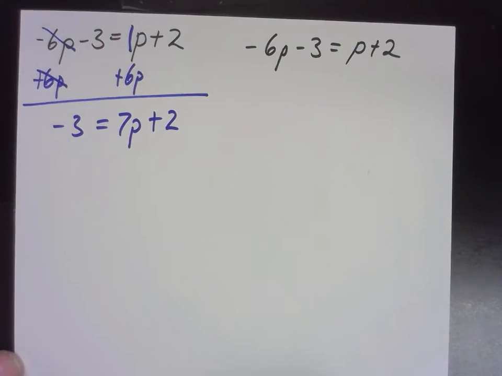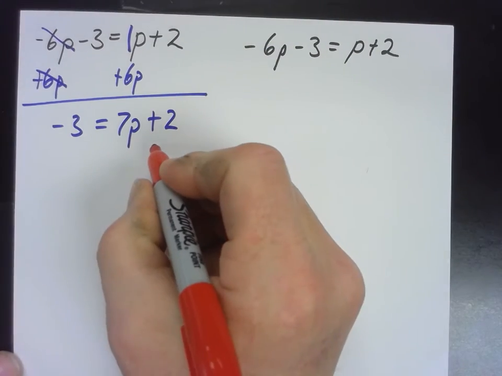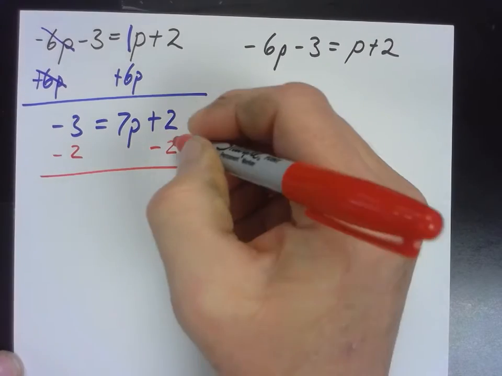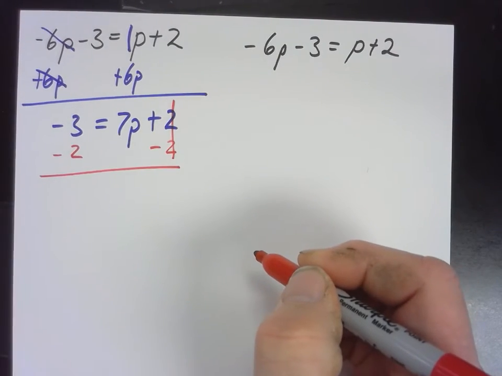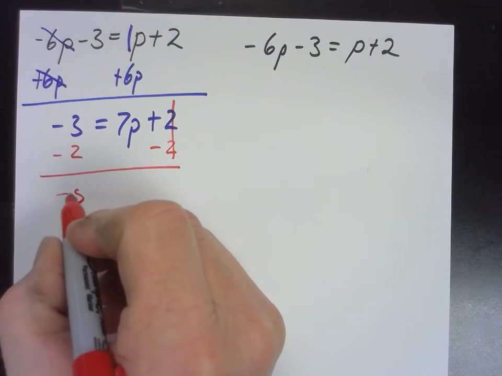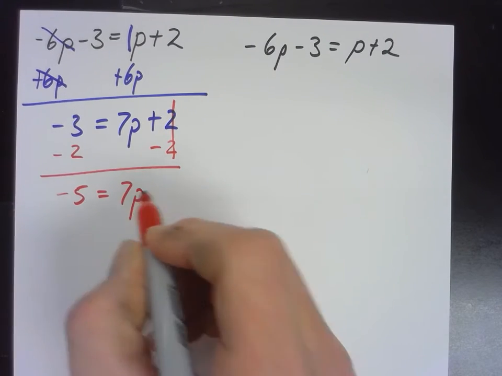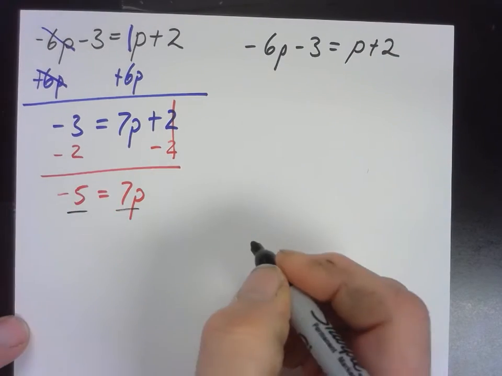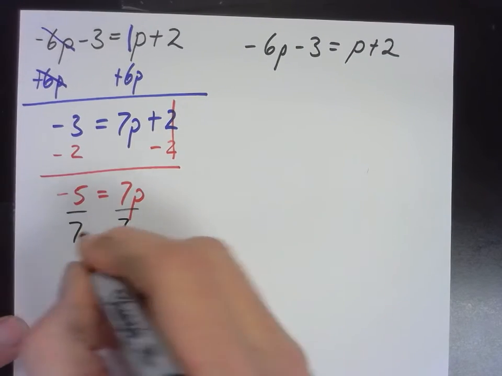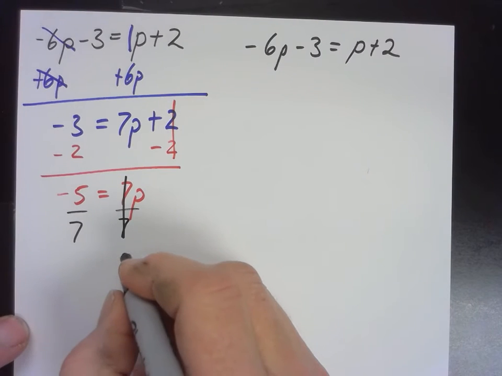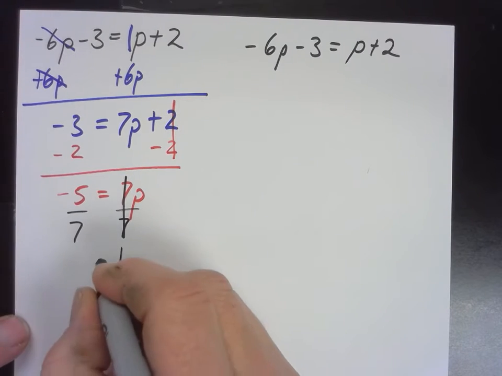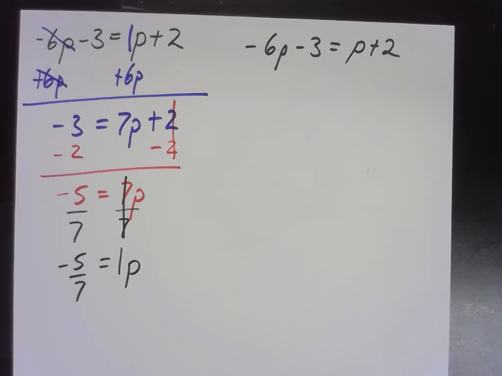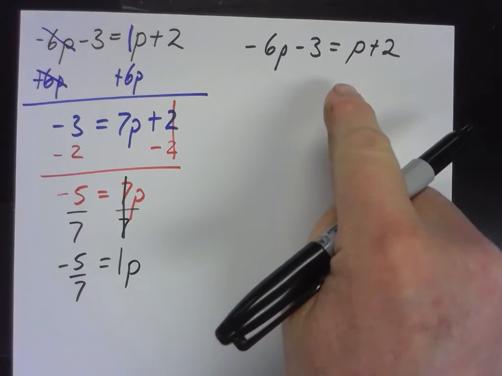Good. Then I'm going to subtract, this is my constant I'm going to get rid of. I'm going to subtract 2 from both sides. That adds up to 0, right? So we get negative 5 equals 7 times p. And then divide both sides by 7. So 1 times p equals negative 5/7. Now, did you guys on the other side of the room get the same answer?